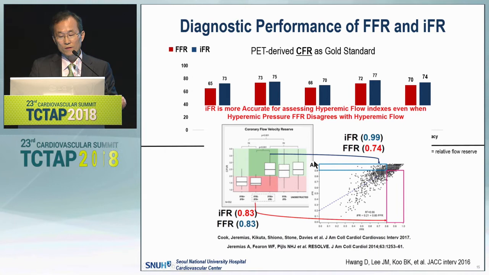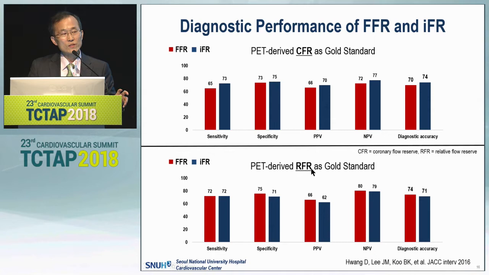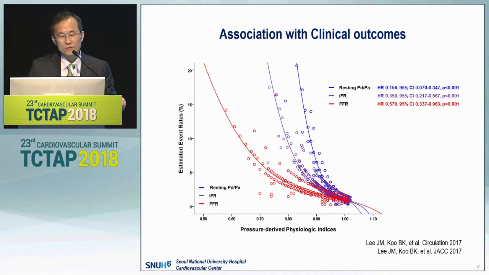But if you use the relative flow reserve, which is a closer definition to FFR, you see that still there's no statistically significant difference, but numerically FFR is better. So it doesn't matter which is better or which is worse; what matters is which one you want to use as a gold standard. Again, it's a matter of interpretation, not superiority and inferiority. But what we need to be concerned with is association with the clinical outcome.